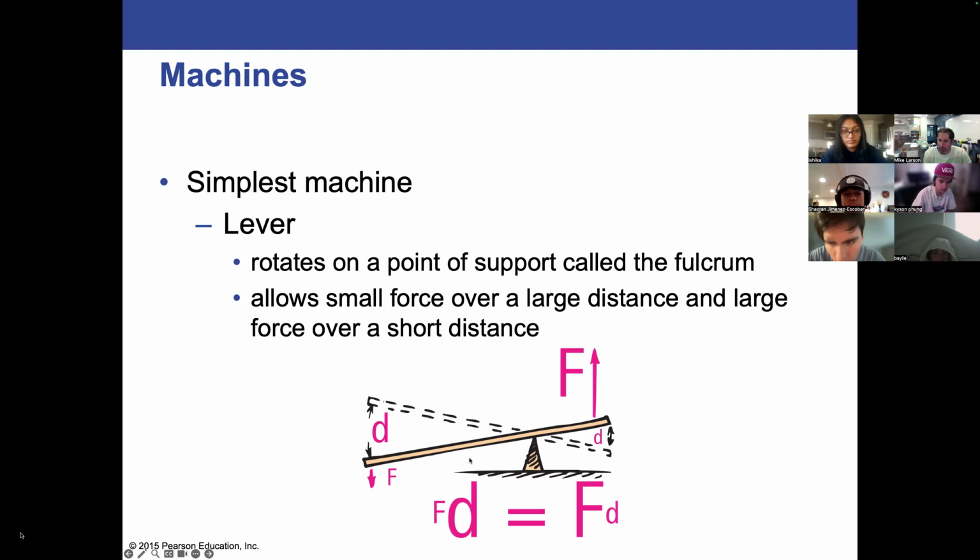If it's right in the middle, then it's like a seesaw, it doesn't really multiply the force or the distance. But if you put it closer to one end, then you can use less of a force over a greater distance to move something that's really heavy a small distance. So it allows a small force over a large distance and a large force over a small distance. So this is kind of the key bullet right there.